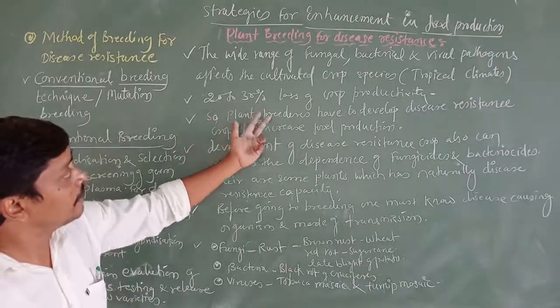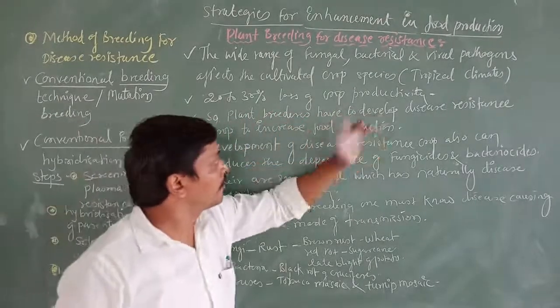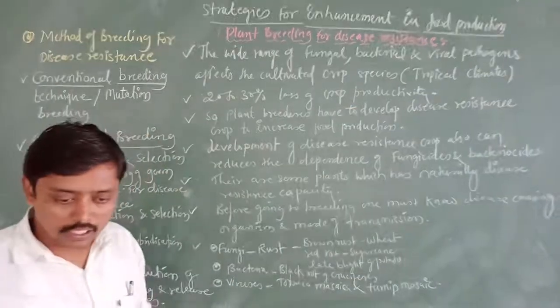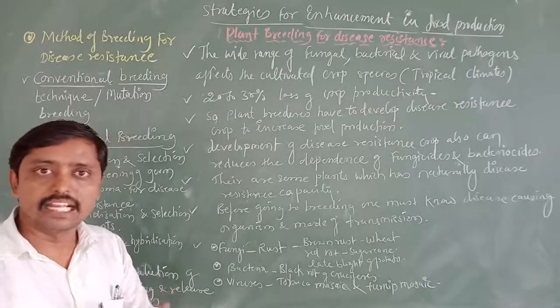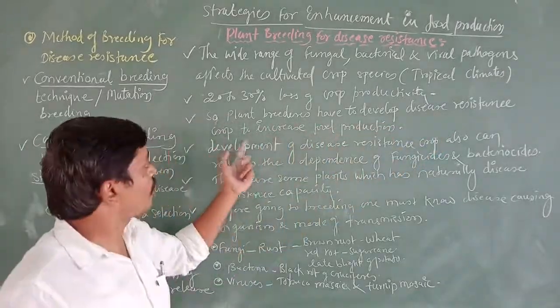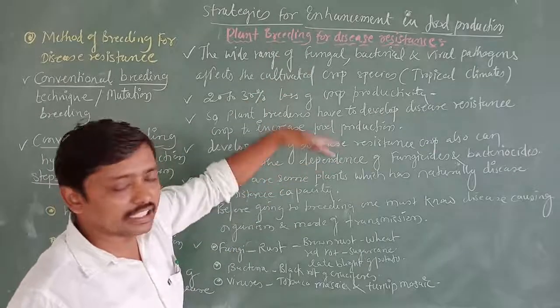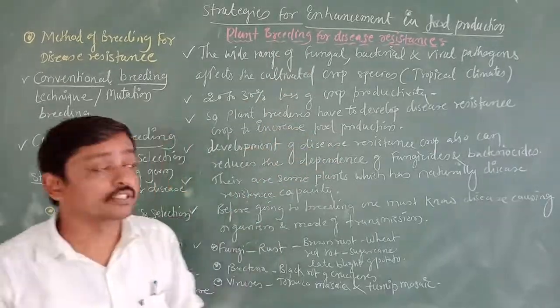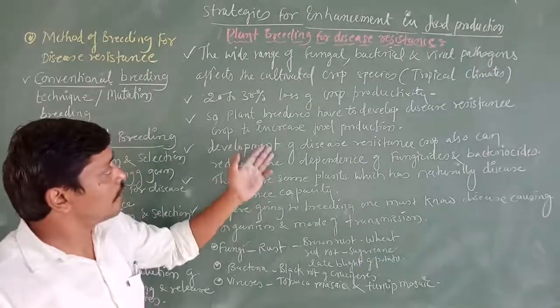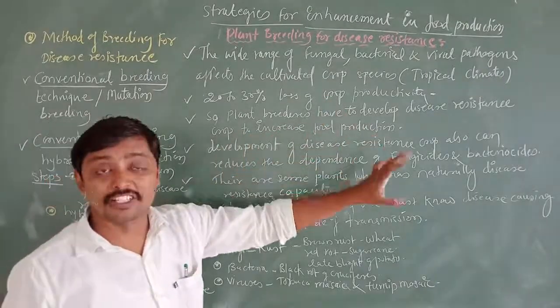So plant breeders, all the scientists who are working in plant breeding, have to develop disease resistant crops to increase food production. If we develop disease resistant crops, that can increase the food production.